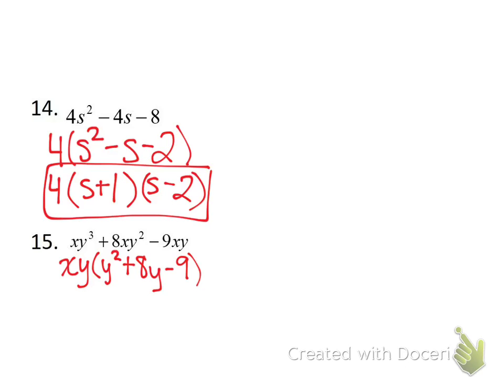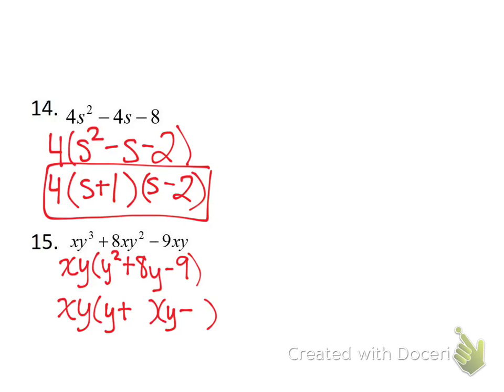Then we can keep factoring. The XY stays out in front when we make our parentheses for our binomials. What goes in the front of the binomials? Y. What are our signs going to be? Negative and positive, or positive and negative. The C is negative. That means the signs are different.